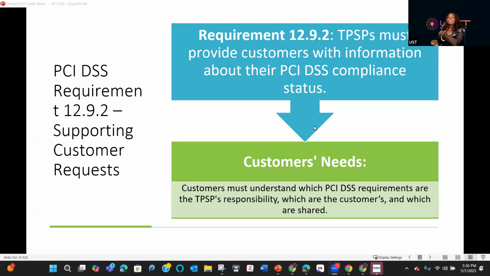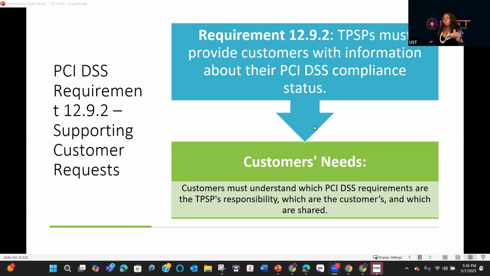Okay, hi, welcome to PCI DSS Requirement 12.9.2, supporting customer requests. How do we do that? It says third-party service providers must provide customers with information about PCI DSS. Remember, you've got to do your job. If not, you're going to be out of business, right?